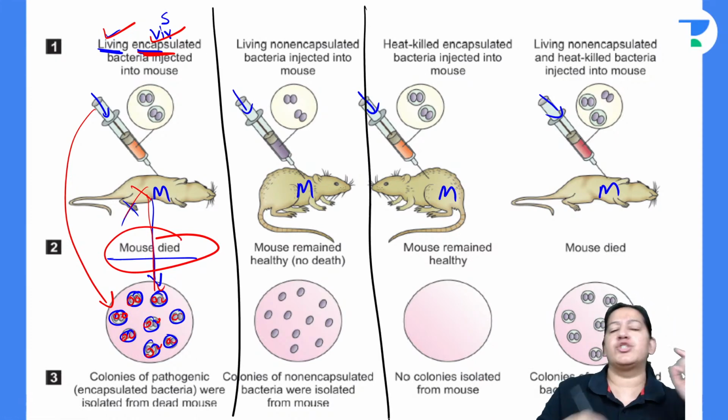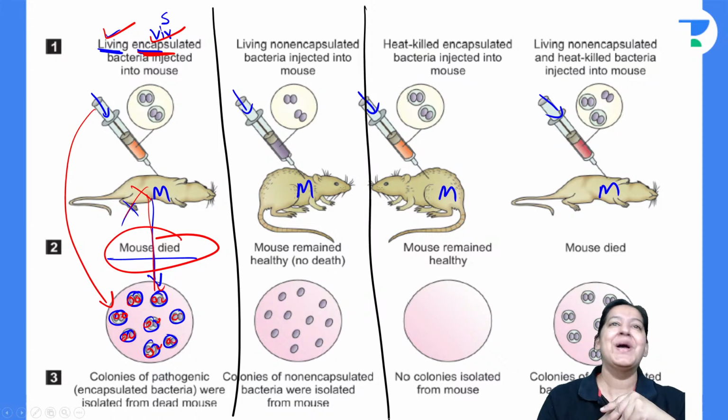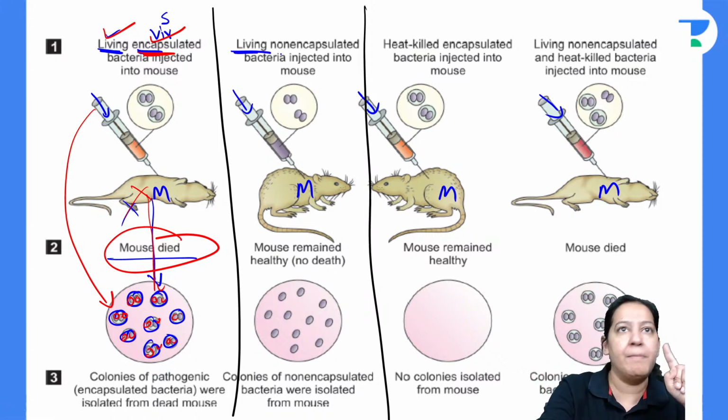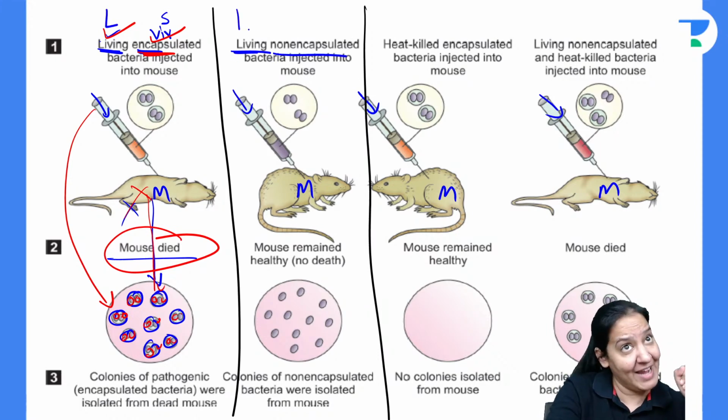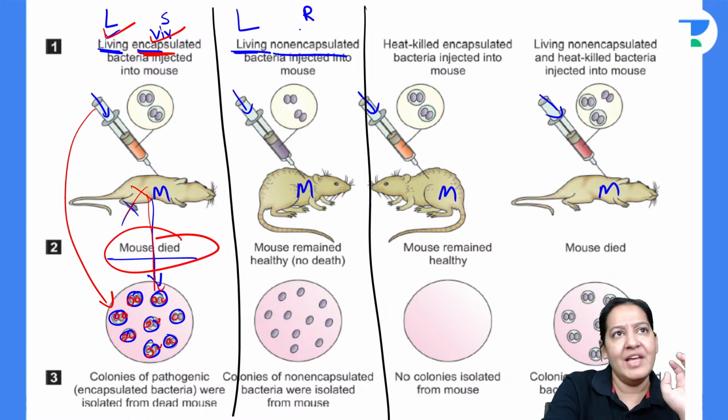Let me come to situation 2, case scenario 2. In case scenario 2, Griffith has injected live but non-capsulated ones. इनिशियली लाइव थे लेकिन कैप्सुलेटेड थे, अभी भी लाइव है बट नॉन कैप्सुलेटेड वन. नॉन कैप्सुलेटेड वन आर रफ वन. They are avirulent.